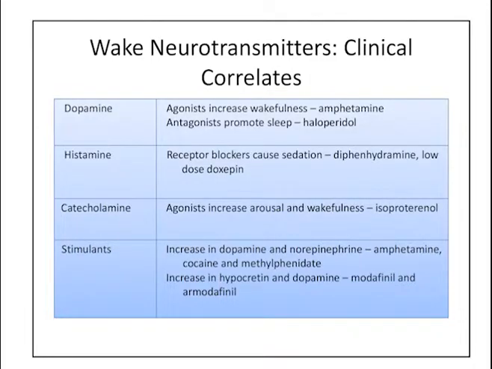The same concept extends to histamine. Okay? We know histamine is a wake-promoting agent. So therefore, antihistamines, such as diphenhydramine, will cause sedation. Catecholamine, again, is a wake-promoting agent. So anything that can increase levels of catecholamine, such as isoproterenol, will also increase arousal and wakefulness. Very simple concept. Stimulants, well, they differ. So, for example, amphetamines, cocaine, and methylphenidate or Ritalin promote wakefulness by increasing dopamine and norepinephrine.